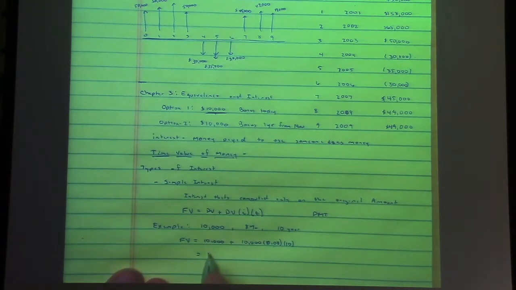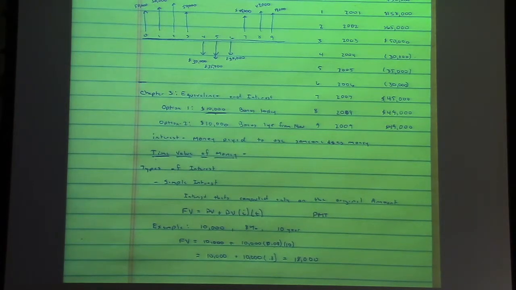So we see that we have $10,000 plus 10,000 times 0.08 times 10, which is 0.8. So let's see, that would be 8,000 plus 10,000, which would give us a value of $18,000. Okay, that means that if we're charged simple interest here, if we pay this loan back in 10 years from the day that we take it out, it's going to cost us $18,000 to pay back that loan.